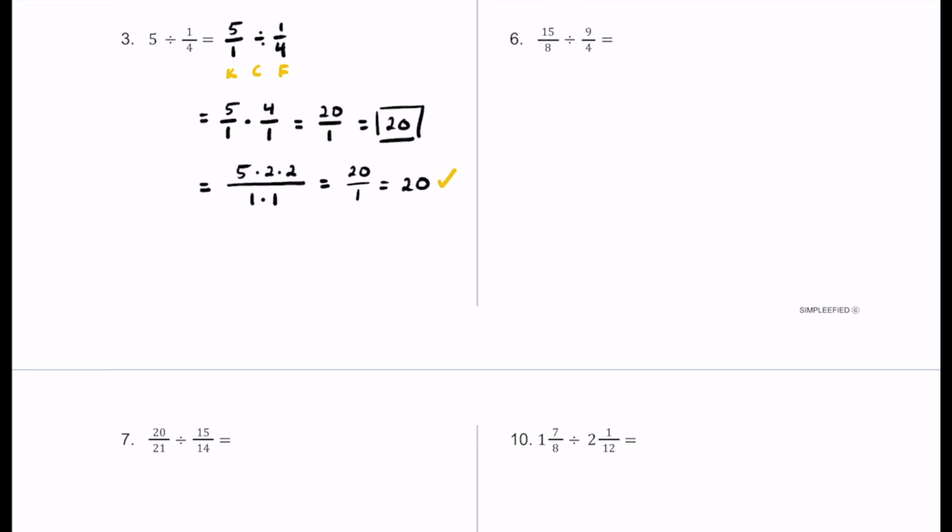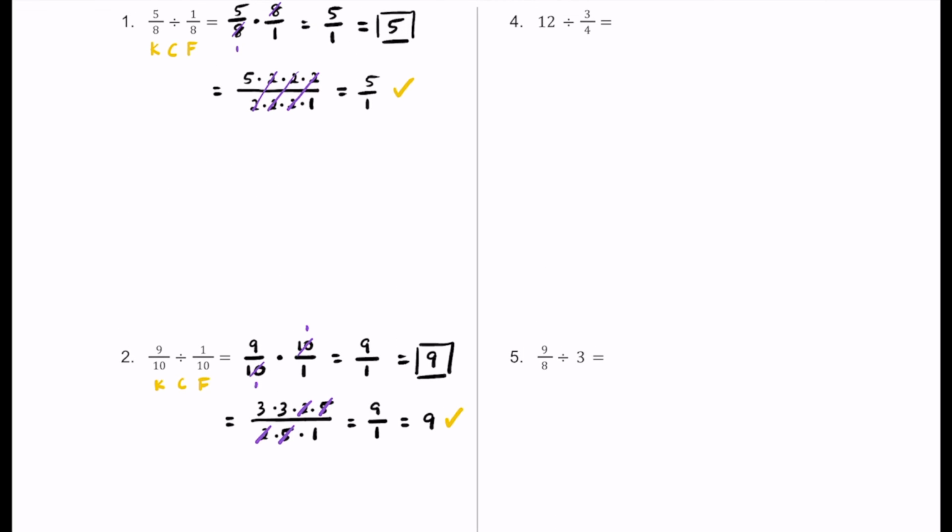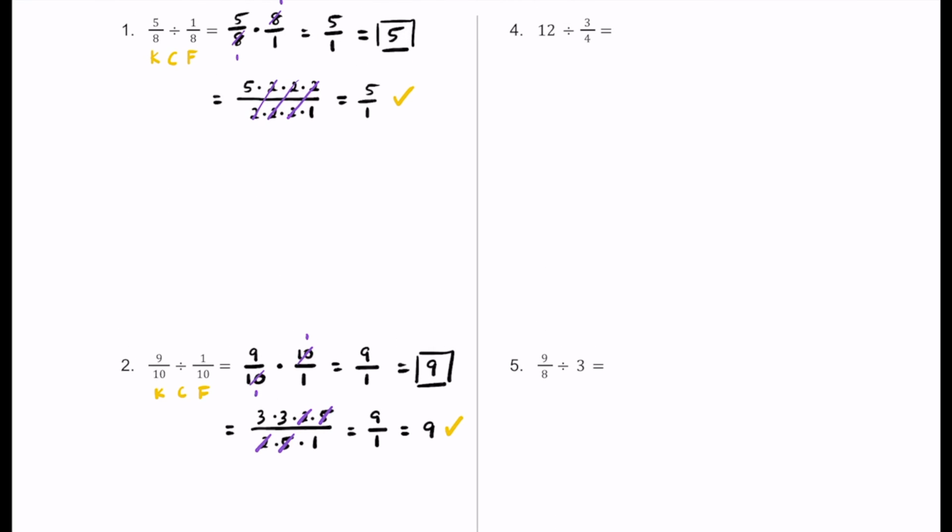Okay, moving on to number 4. For number 4, looks like we have 12 divided by 3/4. Let's go ahead and just rewrite the 12 first as 12/1 divided by 3/4. Then if we keep this one, change this to a multiplication problem, and multiply by the reciprocal of the second fraction, then we'll have 12/1 times 4/3.